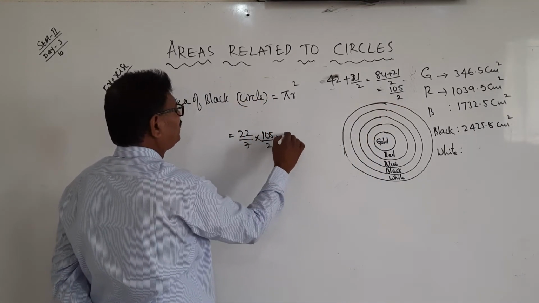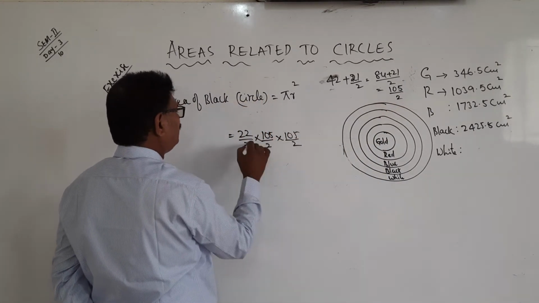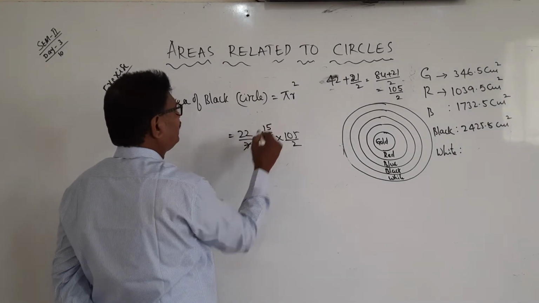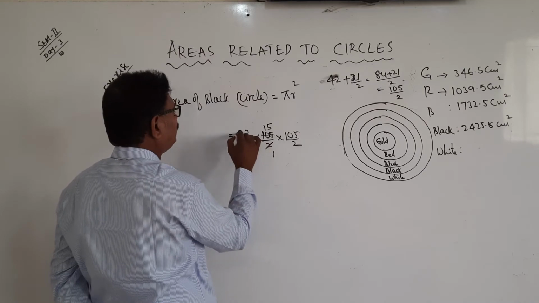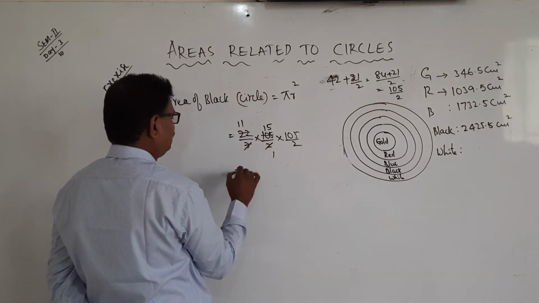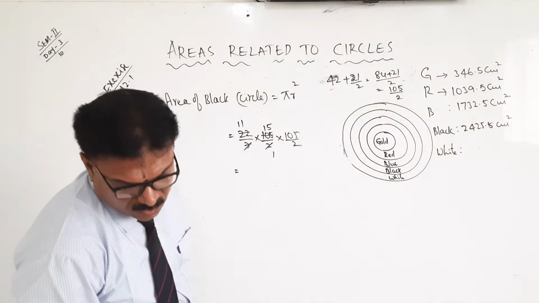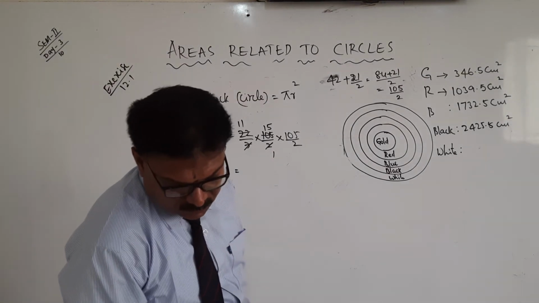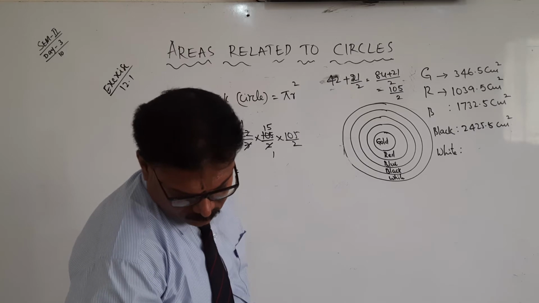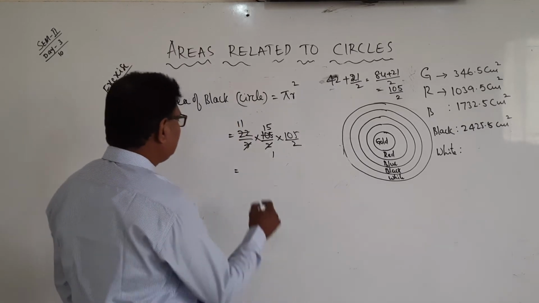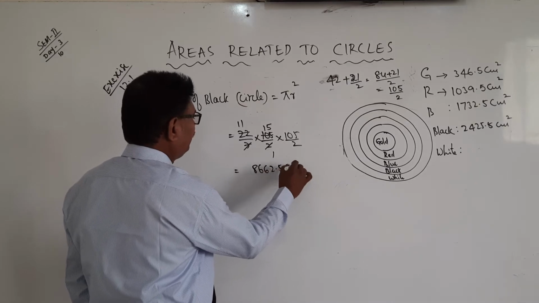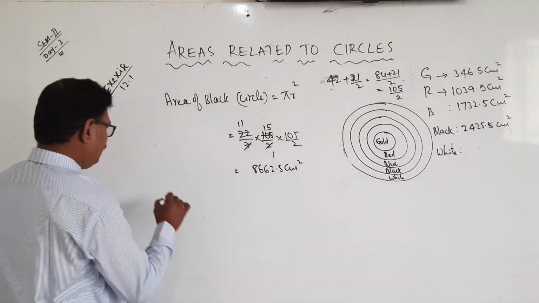Into 105 by 2. 7 1s are 7, 7 5s are 35, 2 ones, 2 11s. Therefore, when you multiply, how much will it come? It will come around 8662.5 centimeter square.